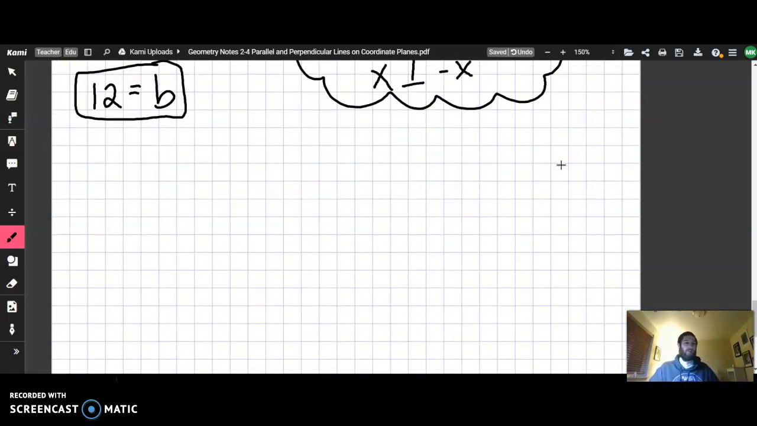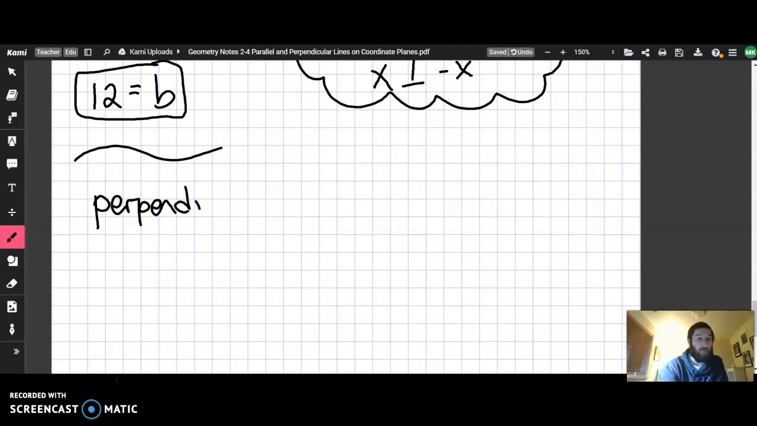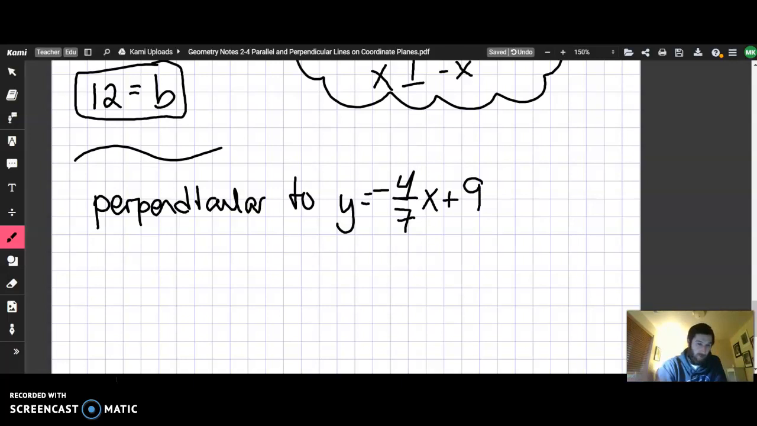Now, ladies and gentlemen, let me give you guys one more example here. I'm only going to do the perpendicular part, and so let's go ahead and do a line perpendicular to y equals -4/7 x plus 9 through 8/15.